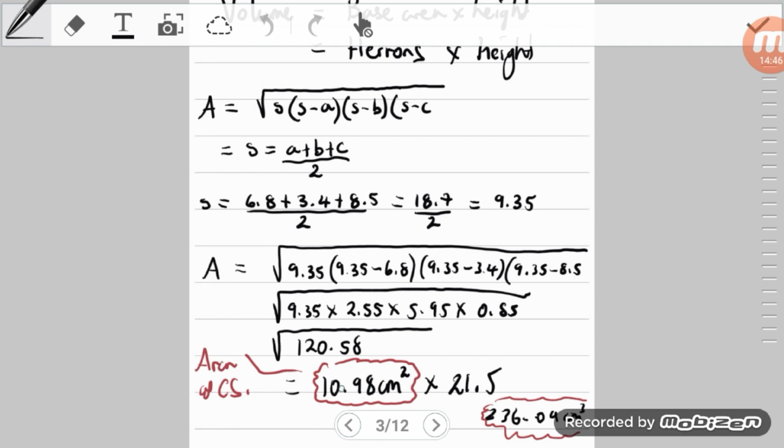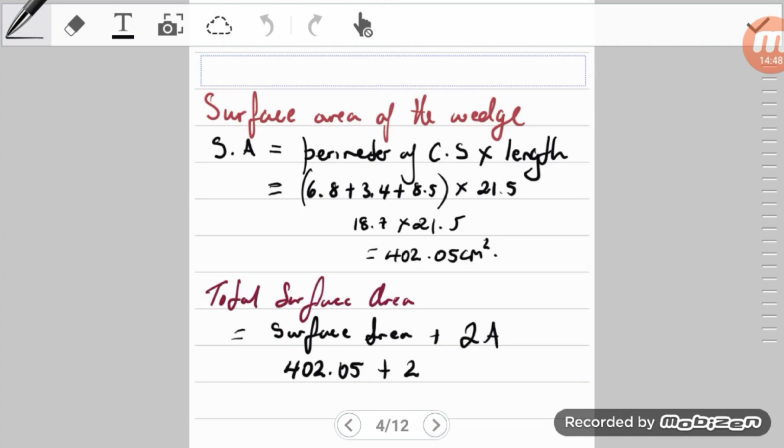So there's a lot of times when you're working math problems, the farther down in the question you go, the less working out you have to do, because most of the time a lot of the working out has already prematurely been done. So here we did not have to work hard to find the area of the cross-sectional face. We would have already had the answer as being 10.98.